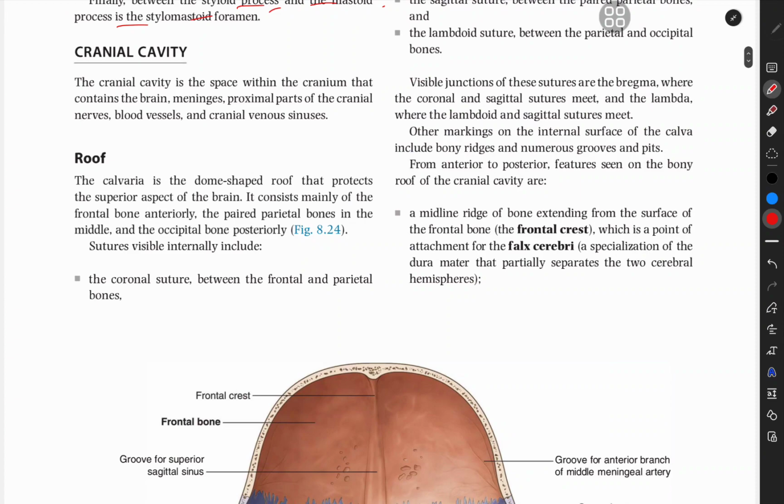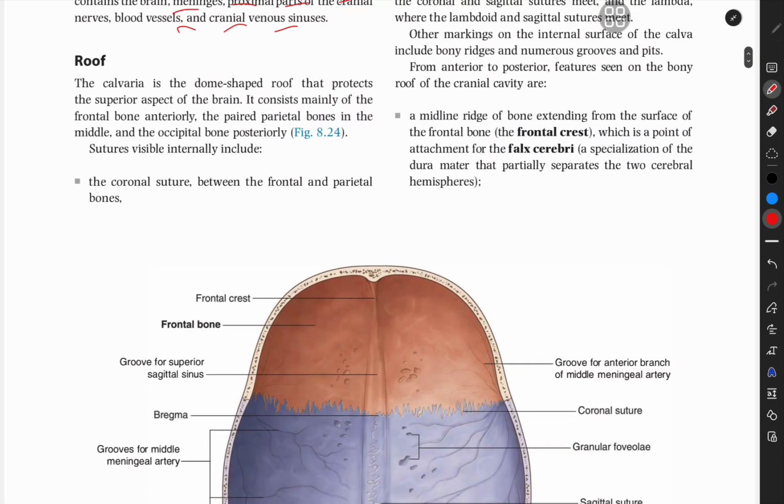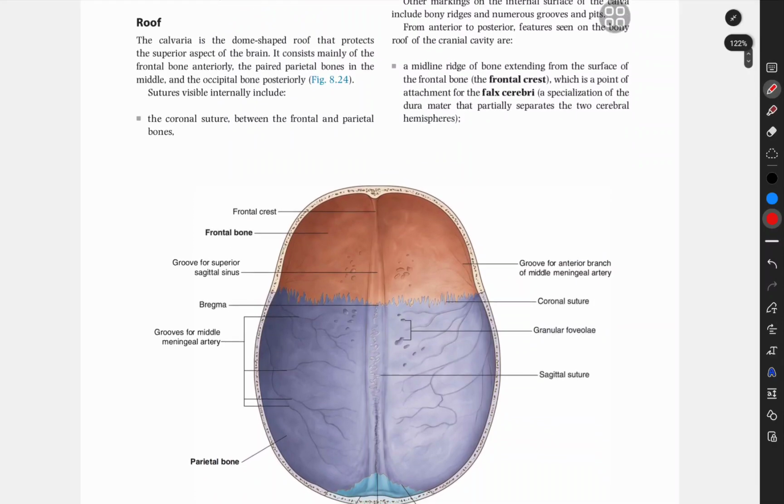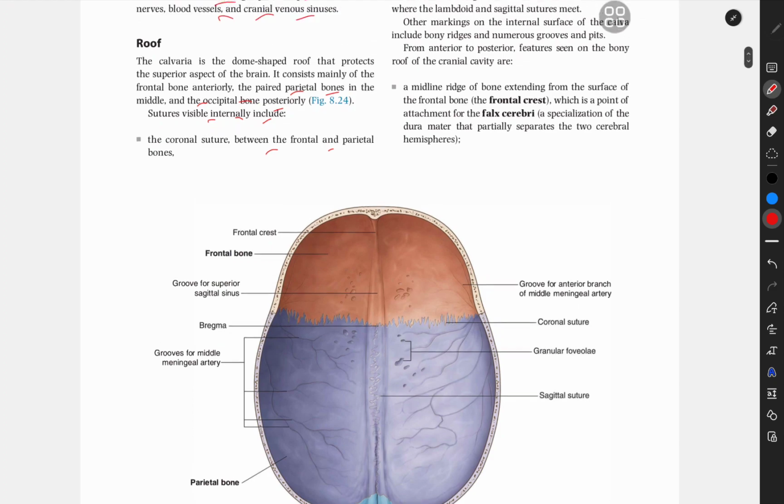Cranial cavity. The cranial cavity is a space within the cranium that contains the brain, meninges, proximal parts of the cranial nerves, blood vessels, and cranial venous sinuses. The calvaria is the dome-shaped roof that protects the superior aspect of the brain. It consists mainly of the frontal bone anteriorly, the paired parietal bones in the middle, and the occipital bone posteriorly.